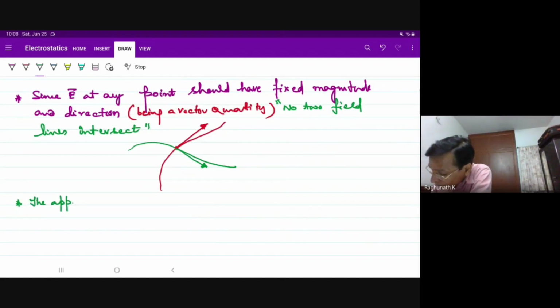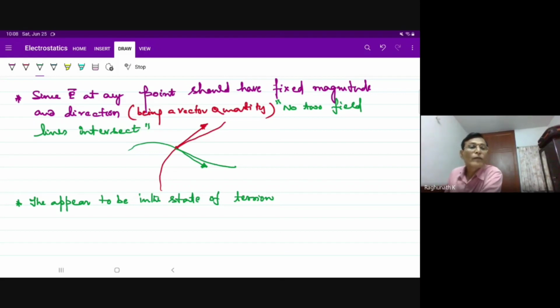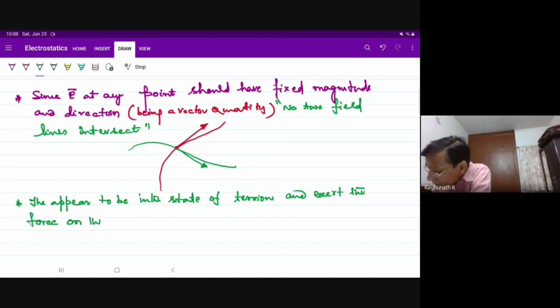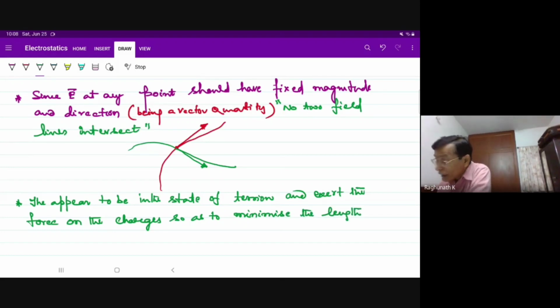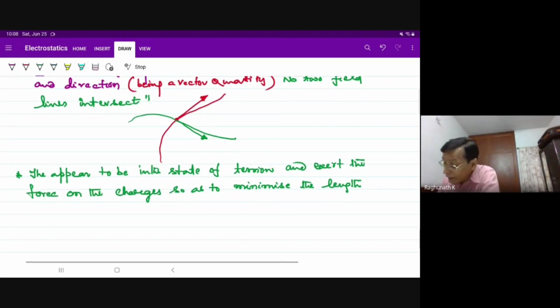They appear to be in the state of tension and exert a force on the charges so as to minimize the length, shorten to the minimum point, or regain their original shape.